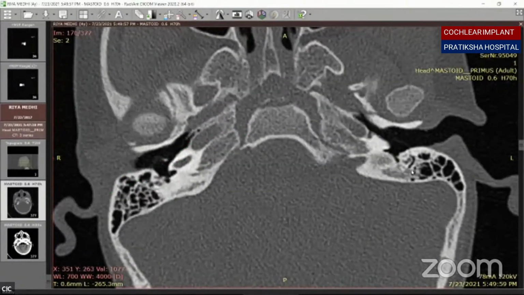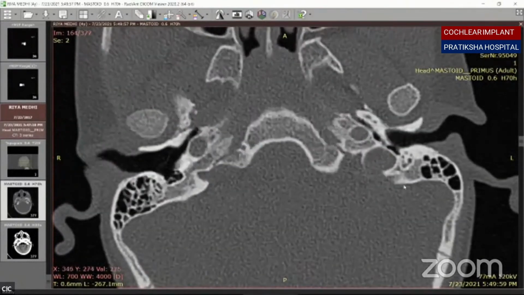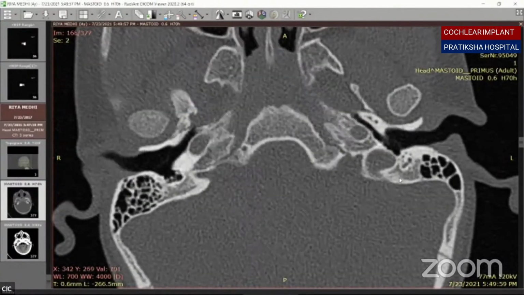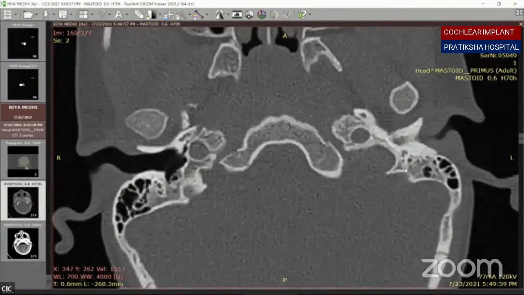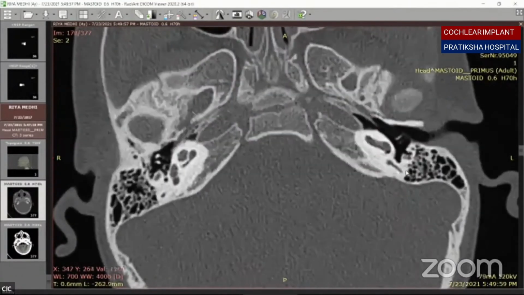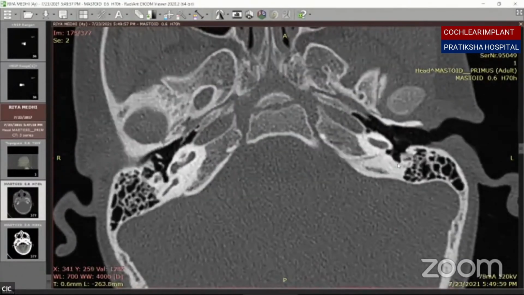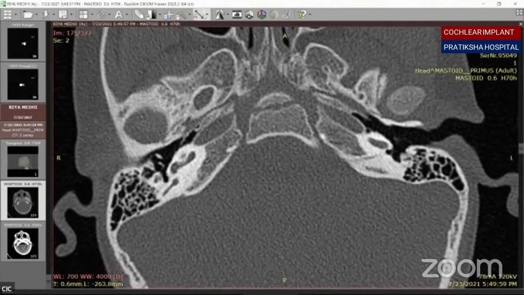Again, if we see on the left side, the jugular bulb is not high riding, there is no dehiscence noted. And let's check the round window area again. Yeah, this is the round window and this is the facial nerve. So if we draw a line through the posterior bony canal, another line through the sigmoid sinus area, we see that the round window is between the two lines.